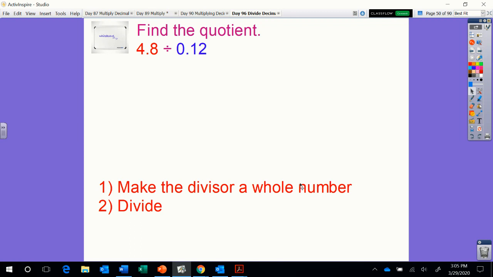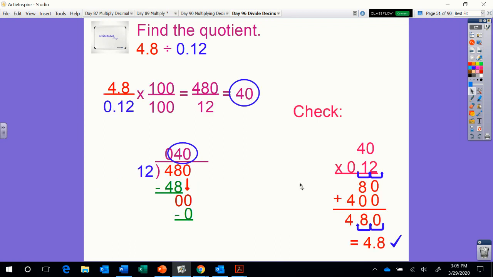Okay, and now you're back. So when we look at this, we set this up as a division problem. 4 and 8/10 divided by 12/10. We had to multiply by 100 to get our divisor to be a whole number, and we get 480 divided by 12. When you divide that, you end up with 40.